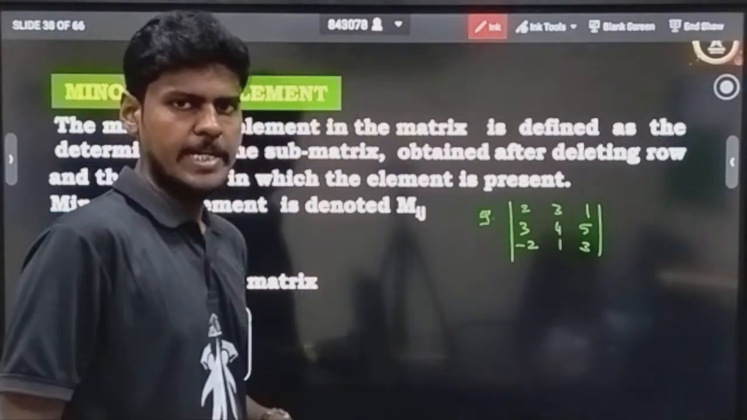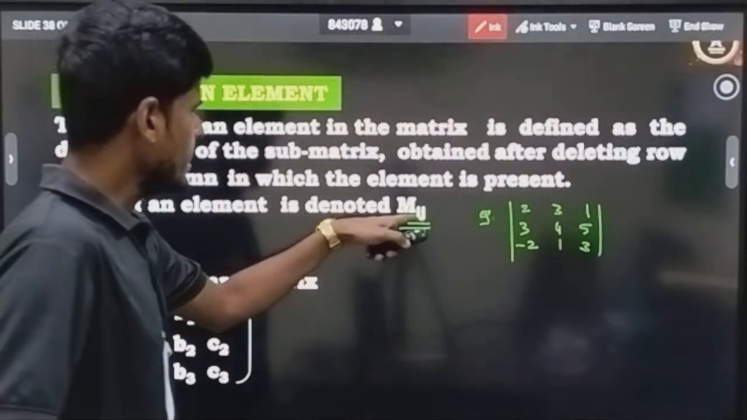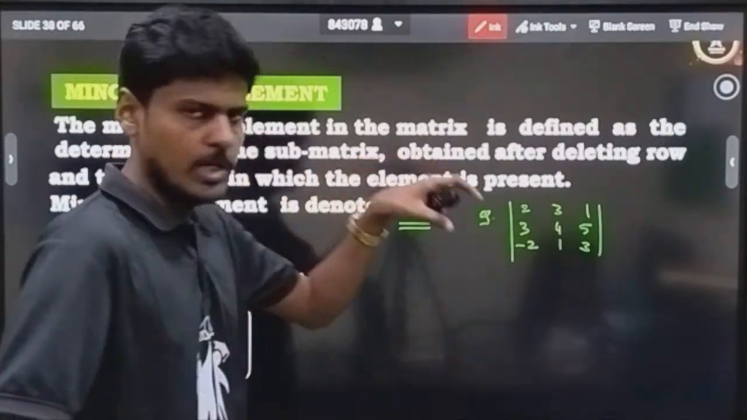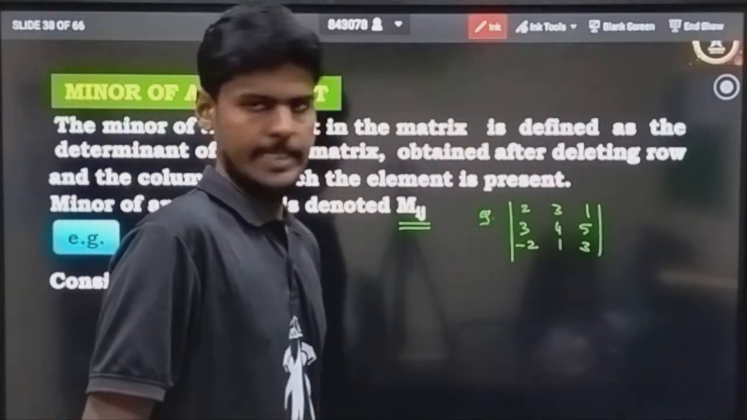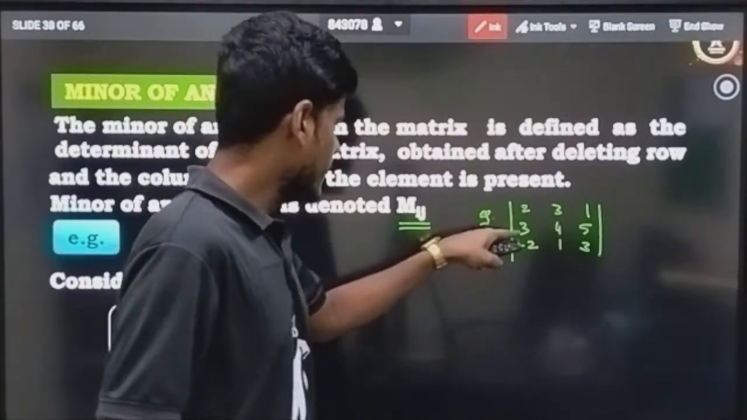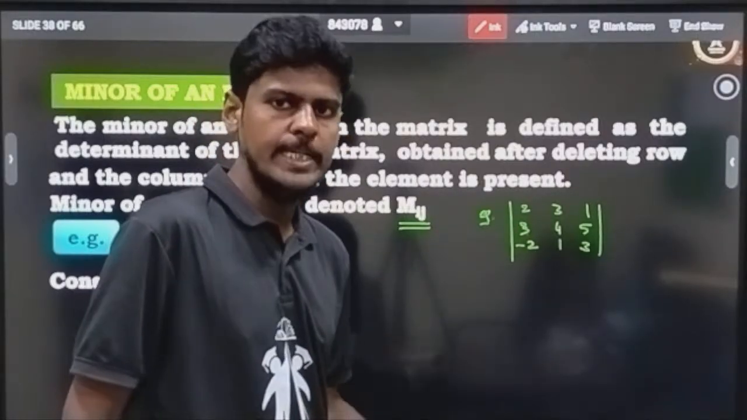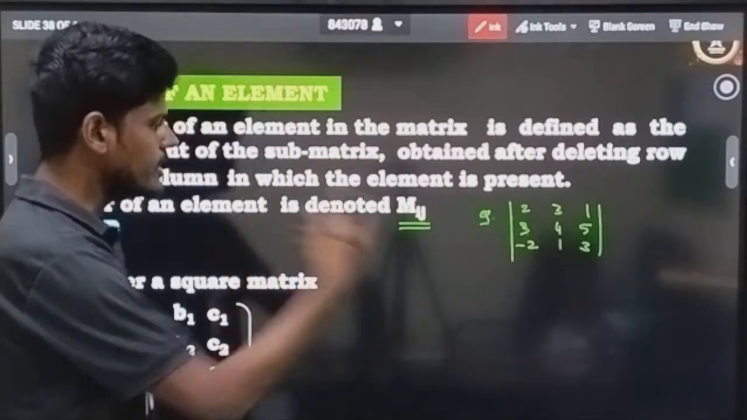Normally how do we write a minor? It is denoted by Mij. What is i? Row number, and j is column number. When we write M11, that means the minor of the first element, that is 2. M21 means the minor of the second row and first column, that is 3.